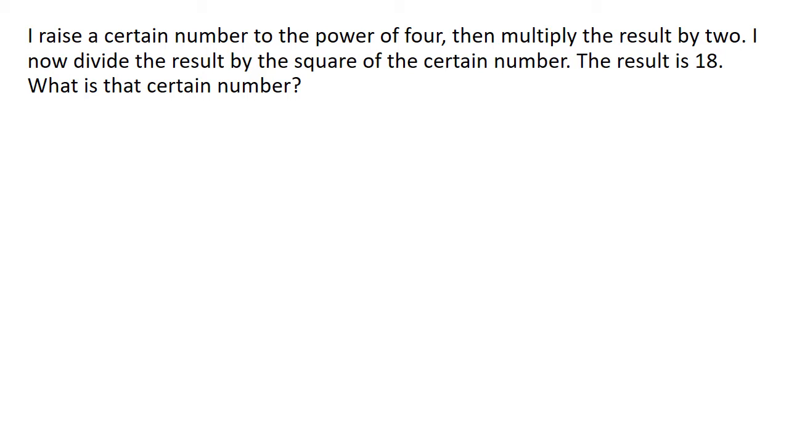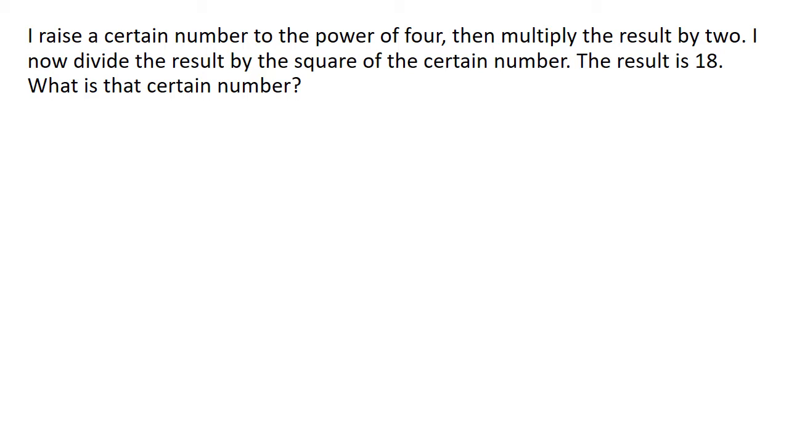So let's look here. I raise a certain number to the power of 4. Then I multiply the result by 2. Then I divide the result by the square of that certain number. The result is 18. What is that certain number? So the question is asking me, I've got an unknown number. And I've done some stuff to that unknown number.